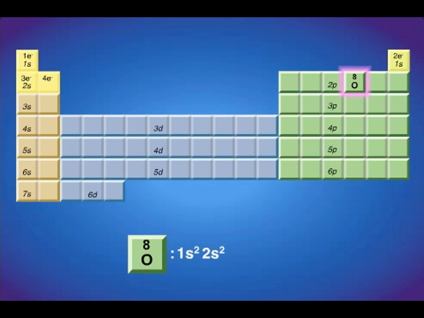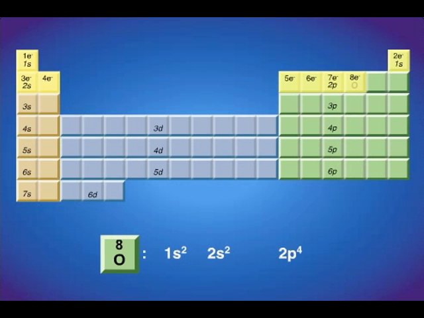There are 3 2p orbitals, which can hold a total of 6 electrons. We place the remaining 4 electrons in the 2p orbitals and write 2p4. The ground state electron configuration for an oxygen atom is 1s2, 2s2, 2p4. Double check that you have placed 8 electrons. 2 plus 2 plus 4 equals 8.